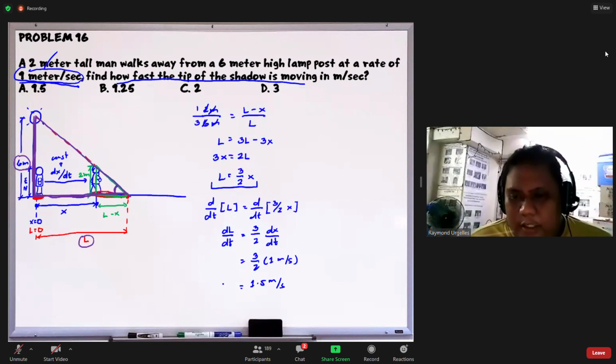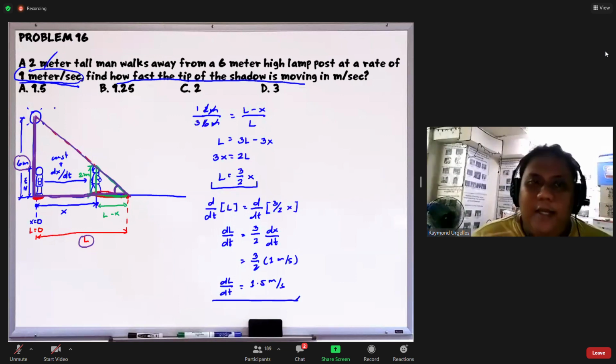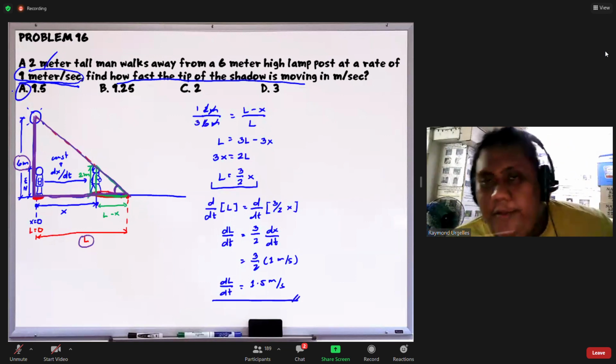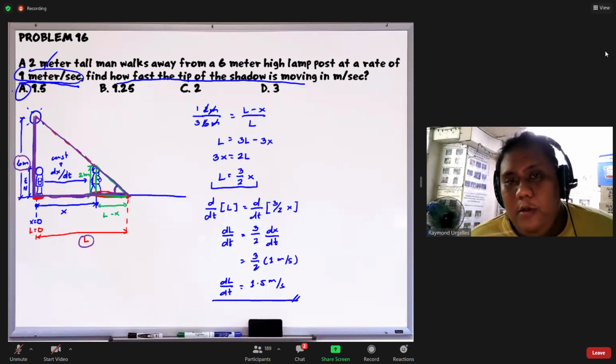Okay. So again, that's 1.5 meters per second. So this is our final answer. Diba? So we have letter A. Okay. So simple lang, diba? So that's our solution.